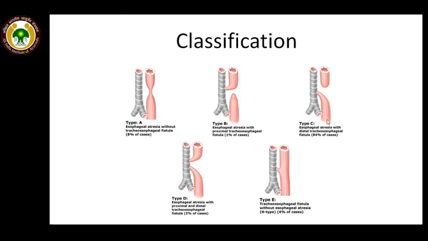In type C, there is esophageal atresia with a distal tracheoesophageal fistula. It is seen in about 84% of the cases. In type D, there is esophageal atresia with proximal and distal tracheoesophageal fistula. And in type E, there is tracheoesophageal fistula without any esophageal atresia, and it is also known as H type. As you can see, it is H shaped. Some authors mark it as N shaped also, but in most of the books it is H shaped. So these are the 5 types of tracheoesophageal fistula.